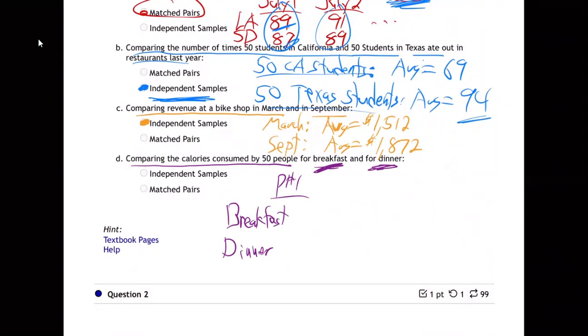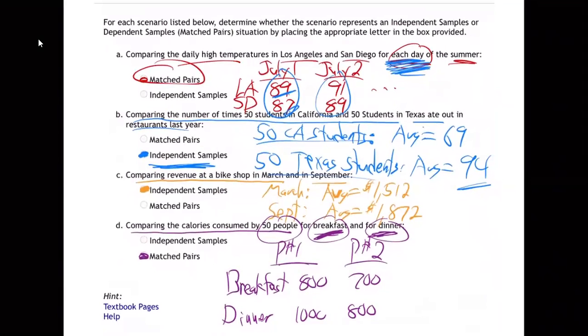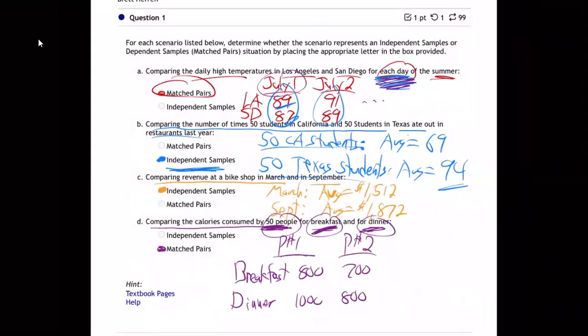Maybe I don't even know calorie numbers very well, maybe 800 calories for breakfast and 1,000 for dinner. And then person number 2, maybe 700 calories here and 800 calories there. These are going to be matched pairs, aren't they? Do you see that? Why? Because it's the same people, breakfast and dinner. Like up here, the same days, each day, each person. Are you seeing that difference? Is that making sense on that?